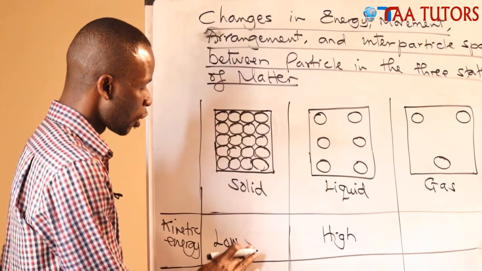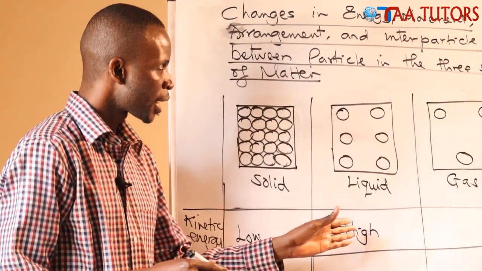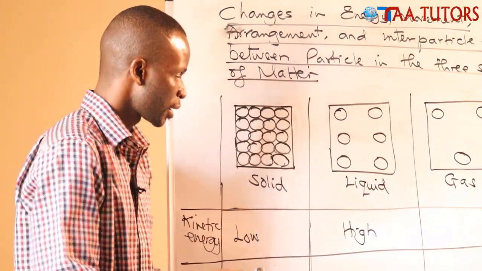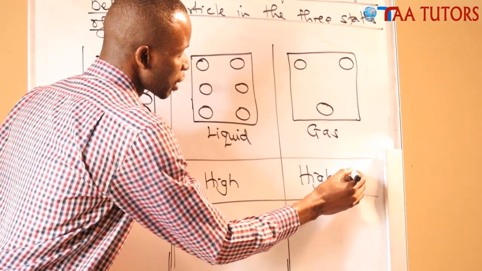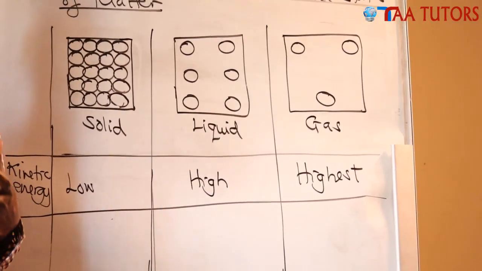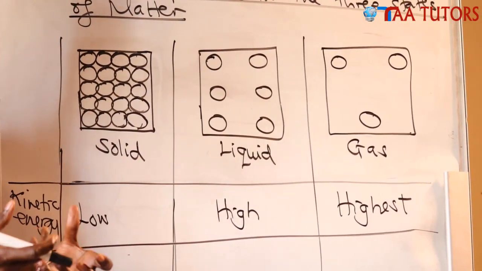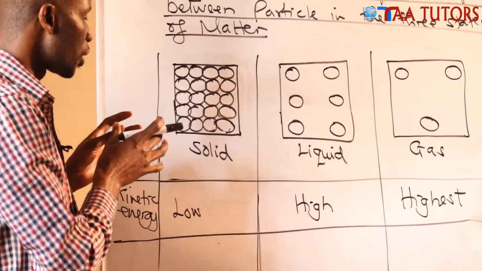Or let me use the word low, instead of using lowest. Let's use low, high, and then for gases, highest. Highest here because particles of gas move very fast. Particles of gas move very fast because they possess a lot of kinetic energy. So when you talk about solid state, the kinetic energy is slow.